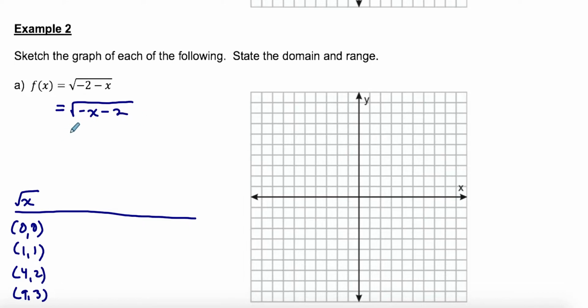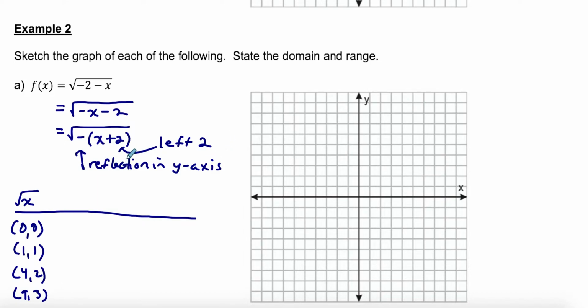Something that I really need you to see is that the horizontal translation is always inside a bracket. So you need to be careful, and I'll talk about this again, but I would want to factor out my negative and make this x plus 2. That way I see that there is a reflection in the y-axis because it's inside the square root sign, and I know that I'm actually going to go left 2. So what does this mean?